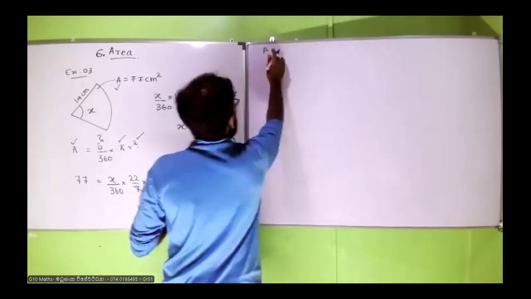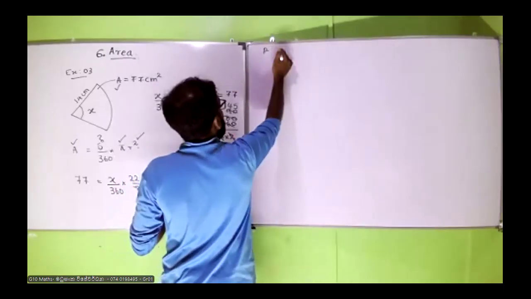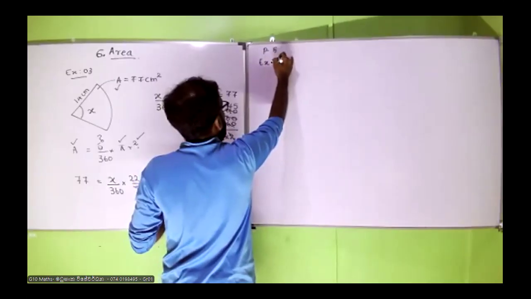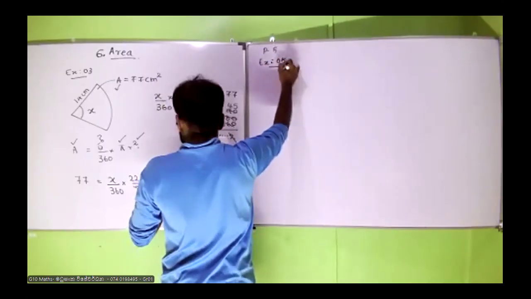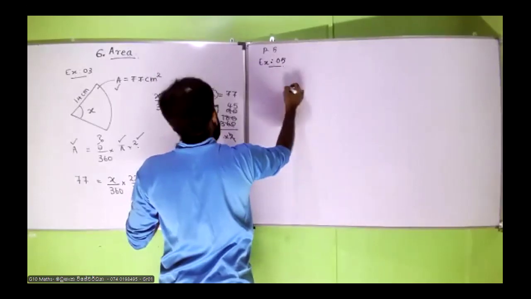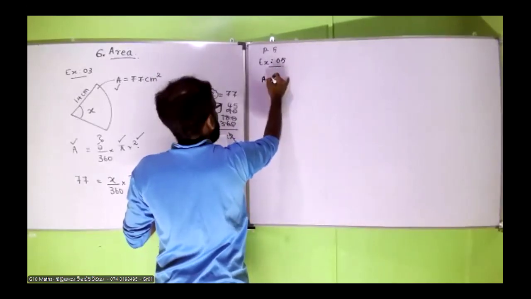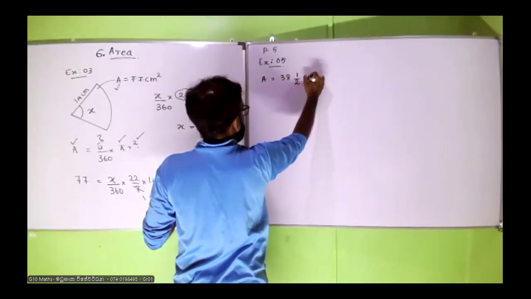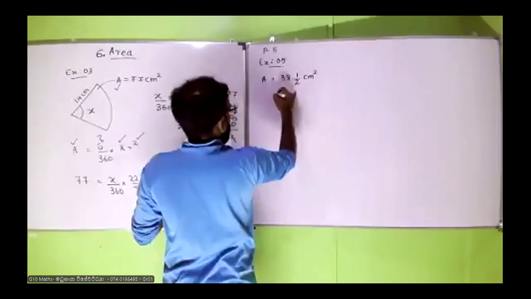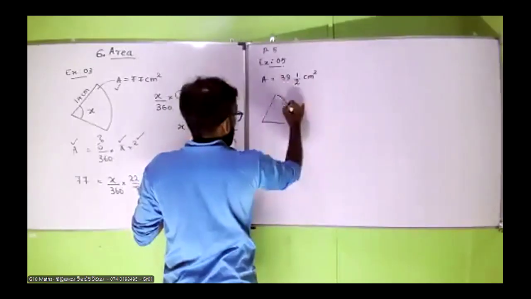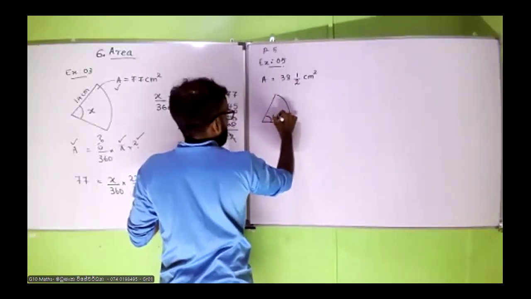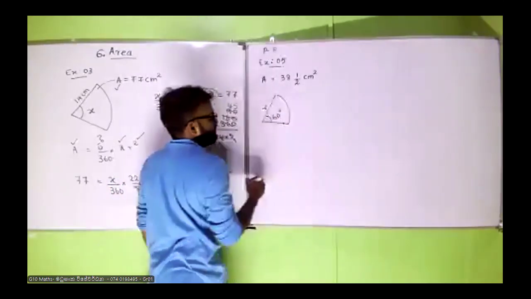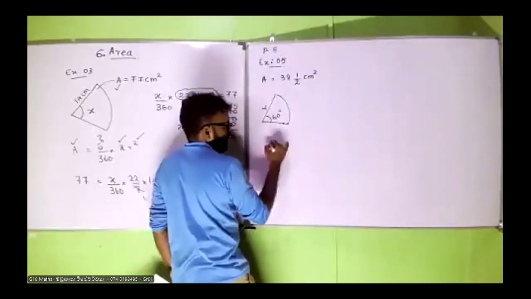So example number 5, page number 5. The area of the sector is 38.5 square centimeters. You have to find the radius. The angle at the center has been given as 60, so you know what is to be done.